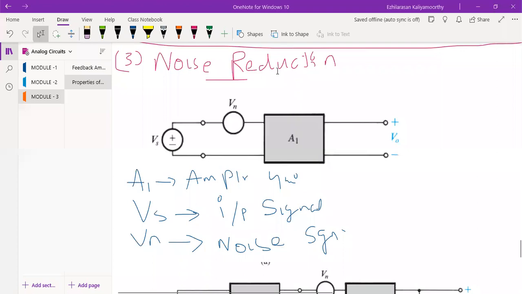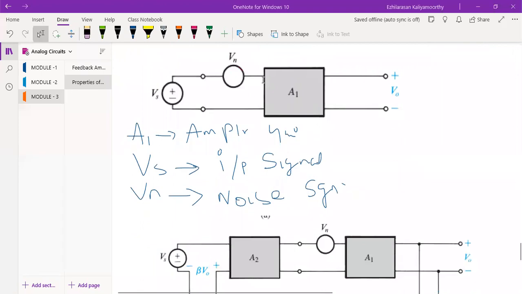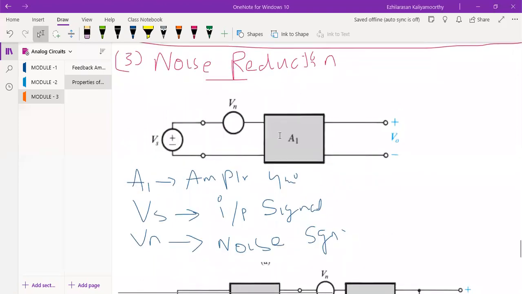Now you can see noise reduction. This is simple. We are introducing the noise in the amplifier. That is the original amplifier actually. So now the VN is nothing but a noise signal. The VS is nothing but a source signal. The noise is introduced over there.